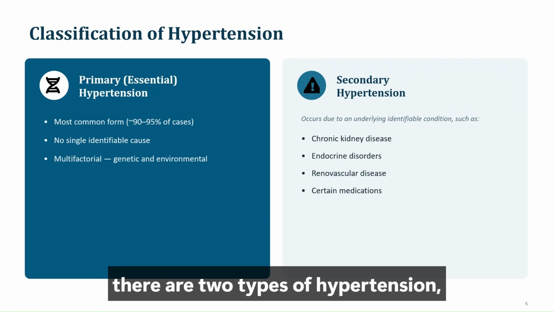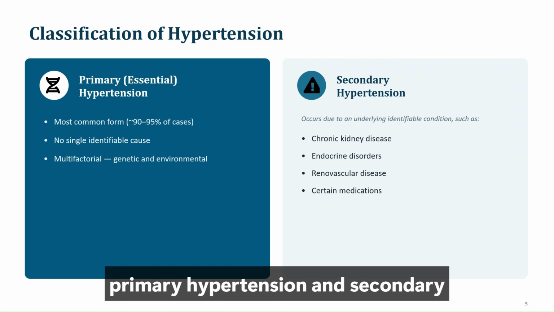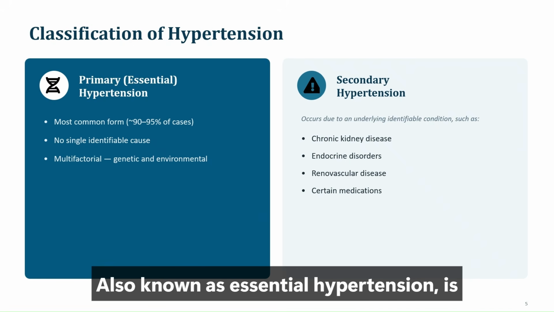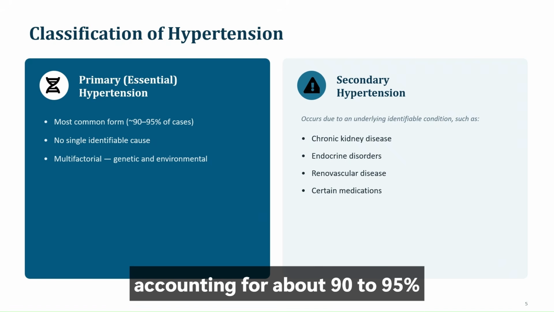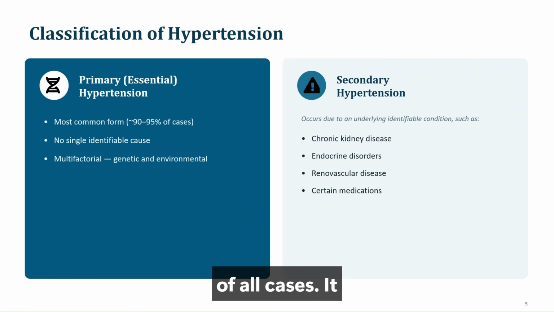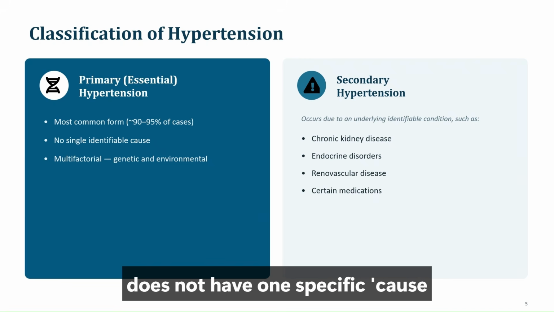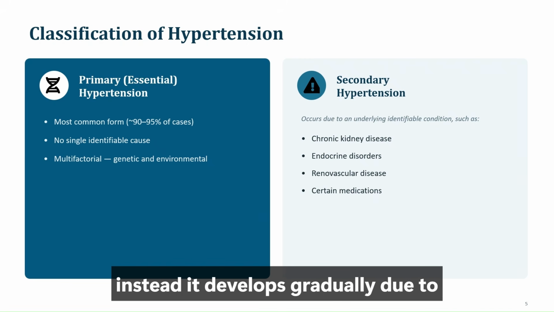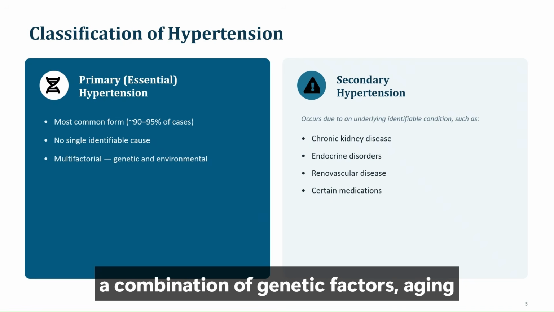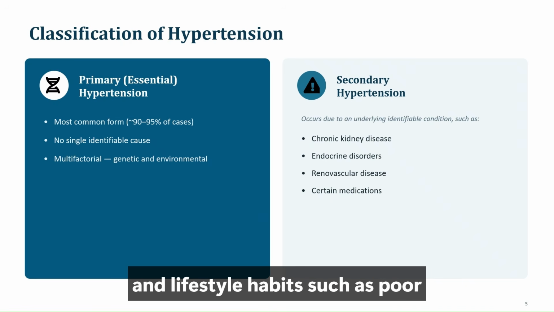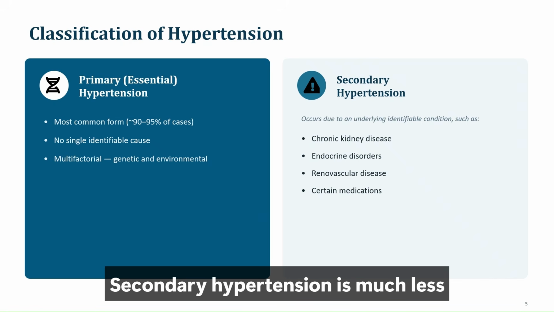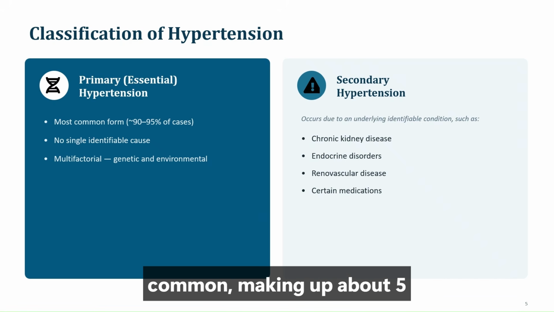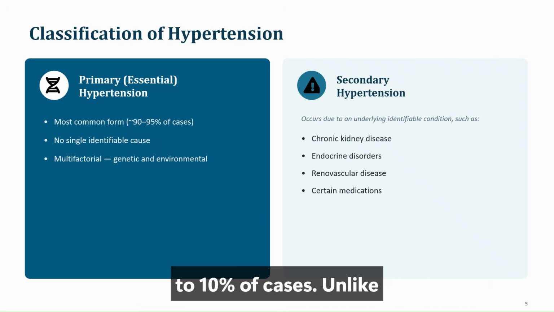So there are two types of hypertension, primary hypertension and secondary hypertension. Primary hypertension, also known as essential hypertension, is by far the most common type, accounting for about 90 to 95% of all cases. It does not have one specific cause. Instead, it develops gradually due to a combination of genetic factors, aging, and lifestyle habits such as poor diet, obesity, and lack of exercise.